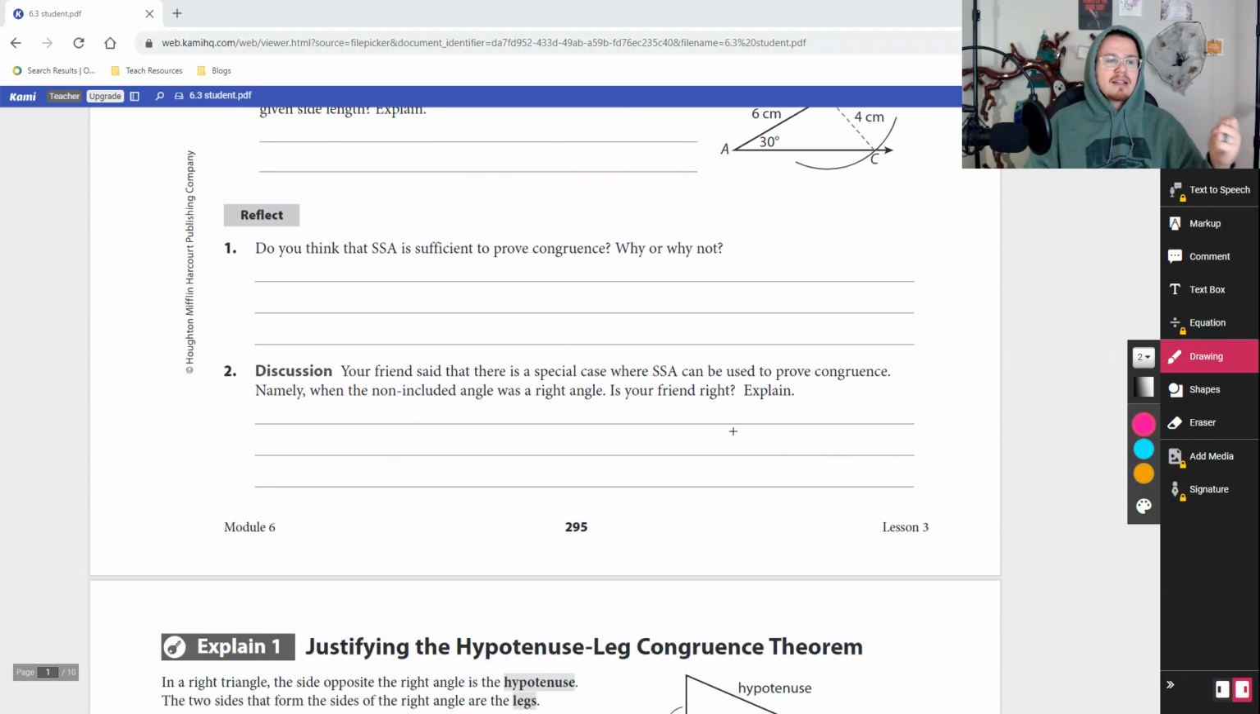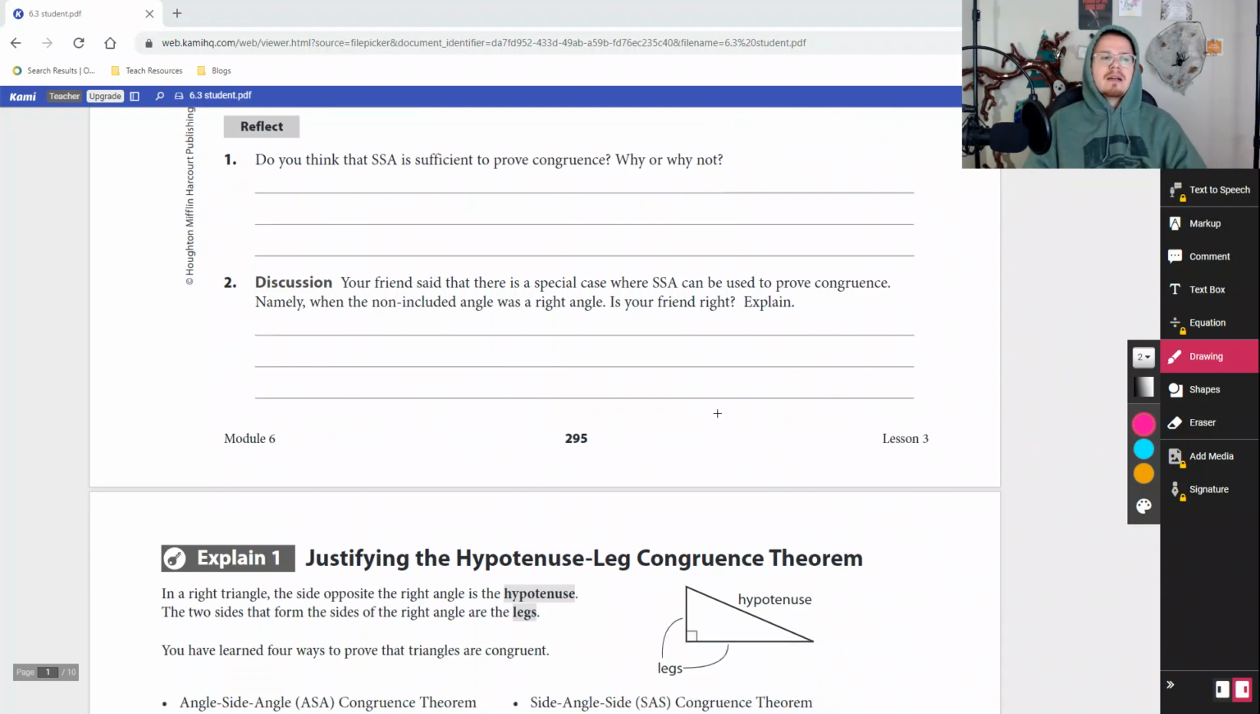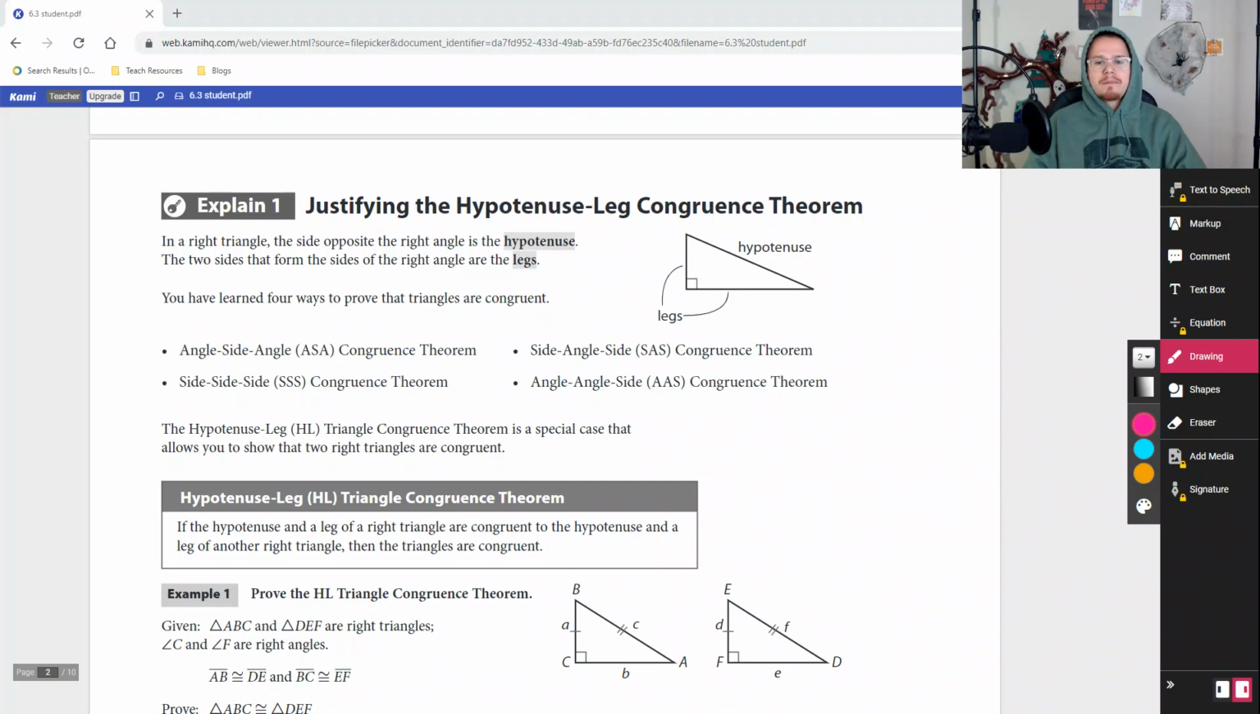So your friend says there's a case where SSA can be used to prove congruence, namely when the non-included angle is a right angle. Well, technically, yes. Because in this situation, if you have a right angle, one of the congruent sides would be a leg, and the other side the hypotenuse. So if you know the leg and the hypotenuse, and you use the Pythagorean Theorem, that always comes back to make a unique triangle. If you know that it is a right triangle, and you know two of the sides, we can always find the third side. You've known that for a while. So let's justify that.